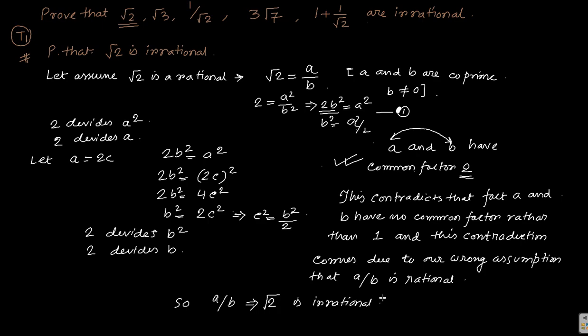It is one kind of proof. Okay. Now let's do the next proof. Prove that 1 by root 2 is irrational. This is another one. So for that, again the same thing.